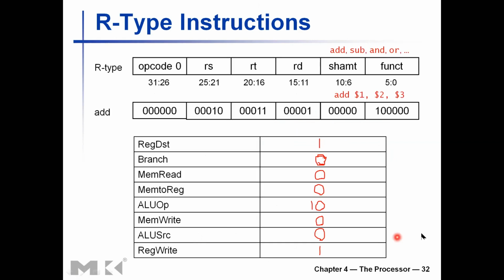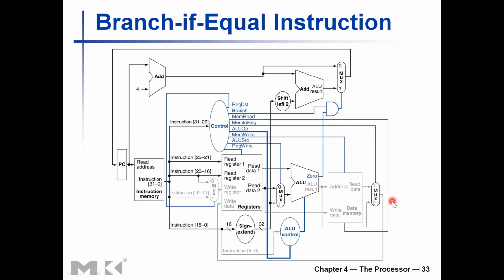So next, just like we decided the values for these control signals for R-type instructions, let's do that for the branch if equal instruction, that is BEQ. As an overview, we have the data path elements used by this branch if equal instruction.